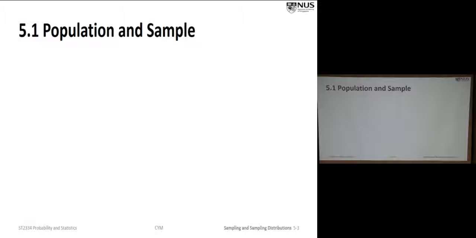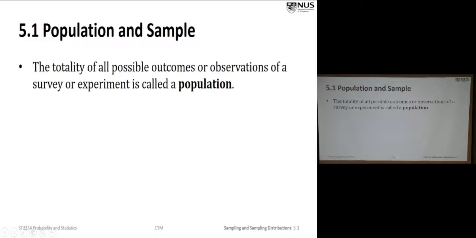Before we answer that question, we should ask ourselves: each sample gives an average, so how does this sample average behave? That is called the sampling distribution of a quantity. In this case, it's the average, the sample mean. So what is the sampling distribution of the sample mean? That's what we are trying to discuss throughout this chapter. First of all, population and sample.